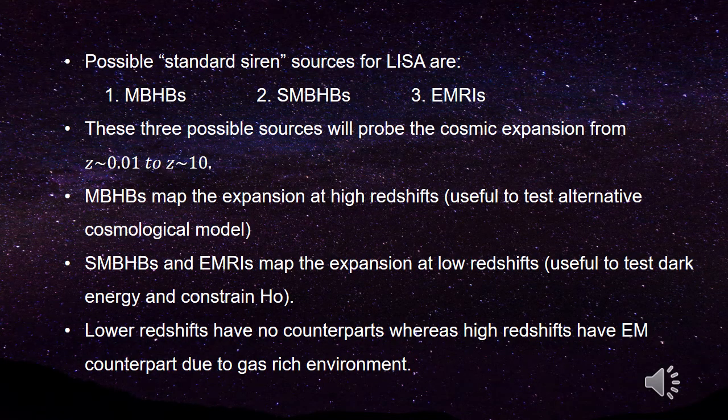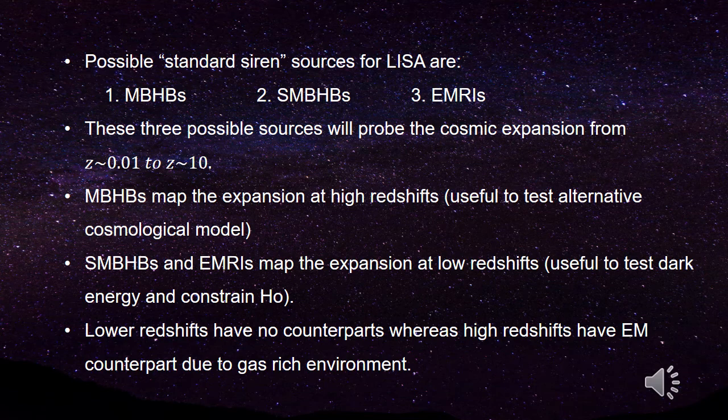Possible standard siren sources for LISA are MBHBs, SMBHBs, EMRIs. These three possible sources will probe the cosmic expansion from redshift 0.01 to redshift 10, which is really high as compared to supernova 1A, which gives redshift 1.5. Supernova 1A is a standard candle across cosmological distances to probe dark energy. In other words, adding other gravitational wave sources of LISA will improve cosmology at all redshifts.